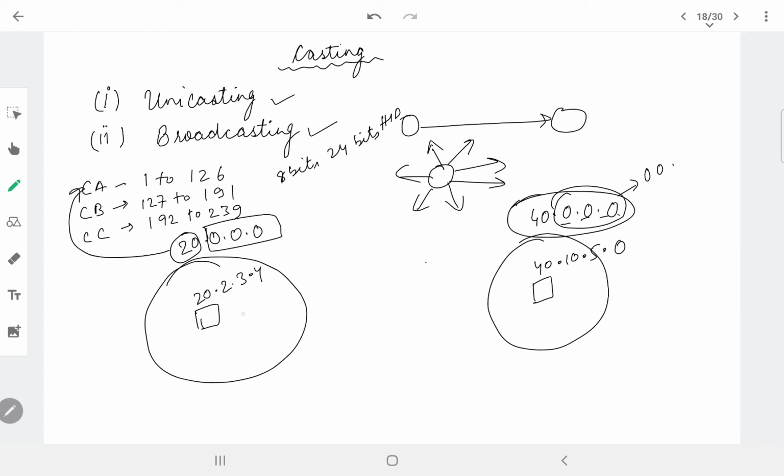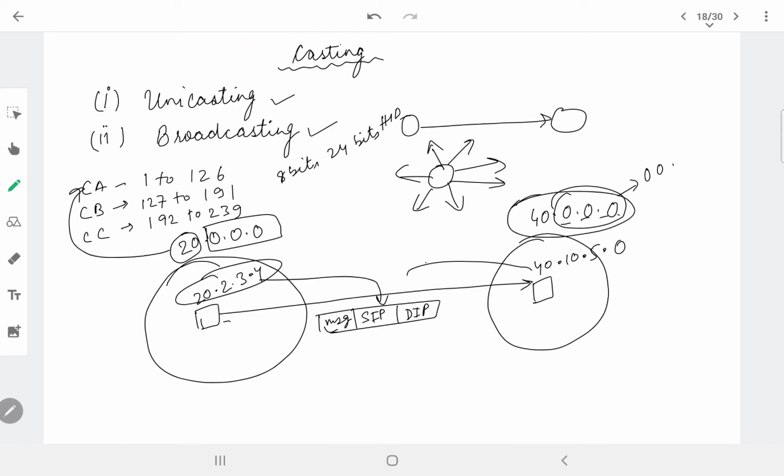So this becomes the network ID of that network. Now, if we want to send a packet from this host to this host, the host will put its message in the packet. Now it will have the source IP address and the destination IP address. Here the source IP address will be filled in, and the destination IP address will come here.